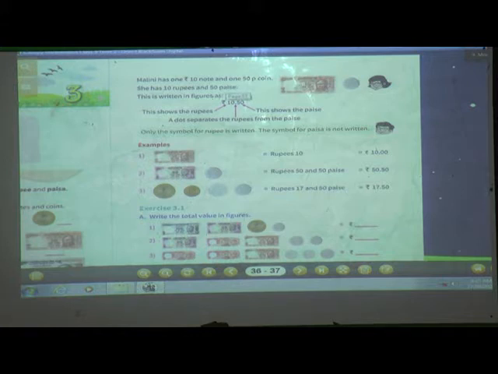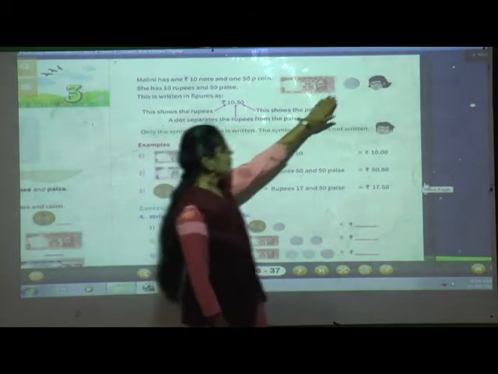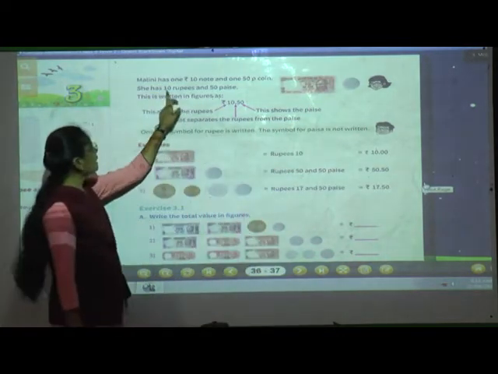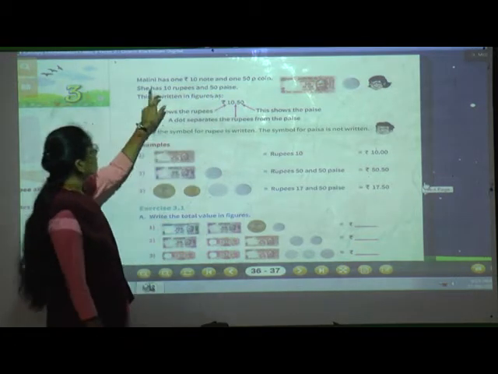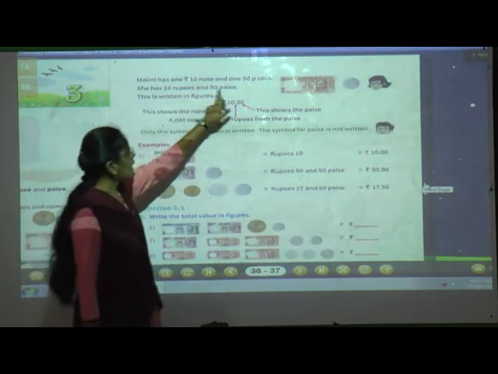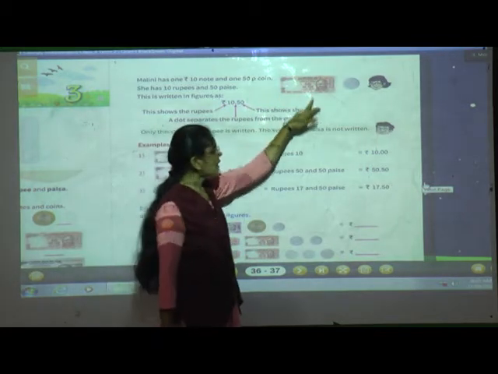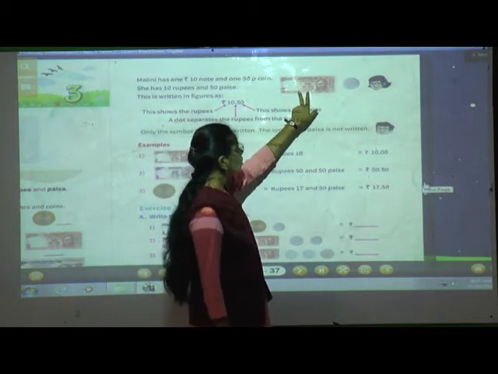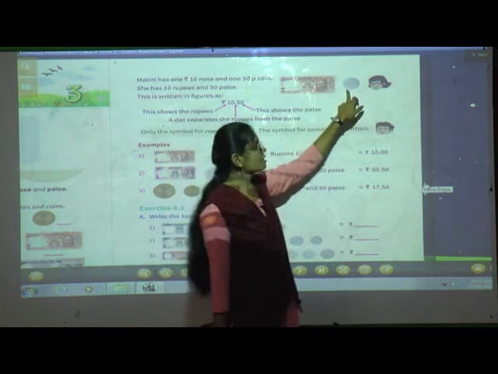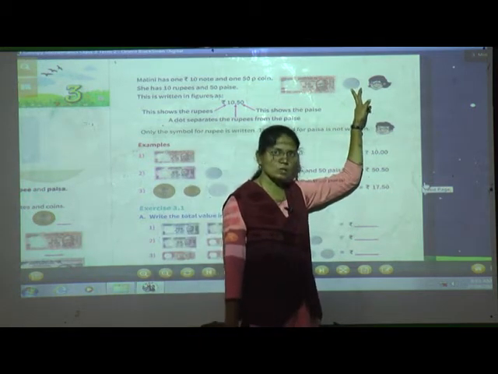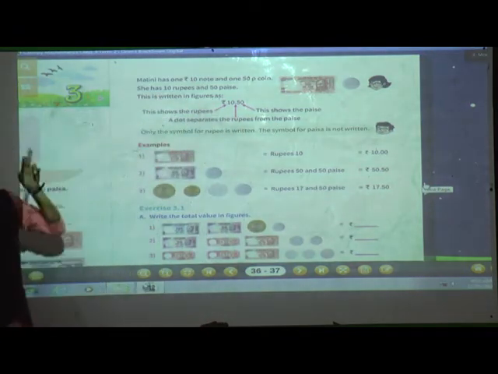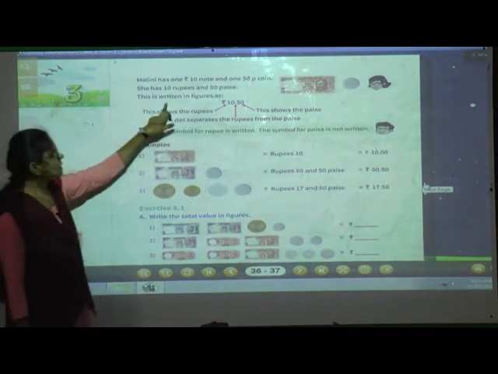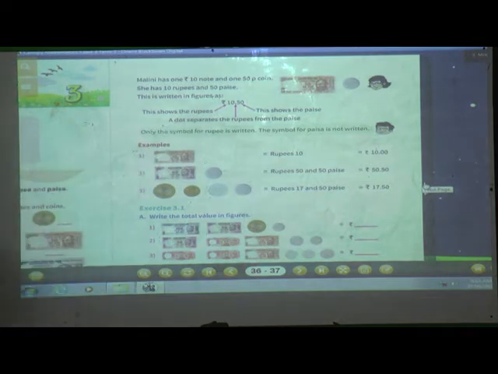See here, Malini has one note of 10 rupees and one coin of 50 paisa. So she has 10 rupees and 50 paise. Here you can see one note. She is having one note of 10 rupees and she is having one coin also of 50 paise. This is written in figures as, how will you write this?